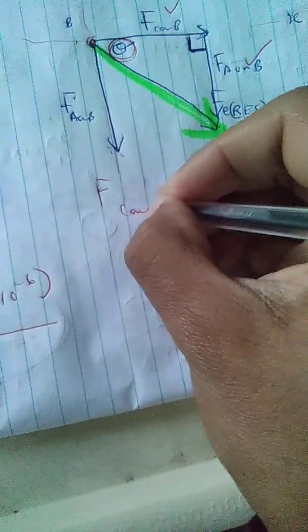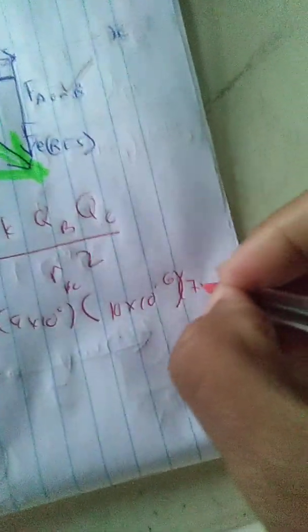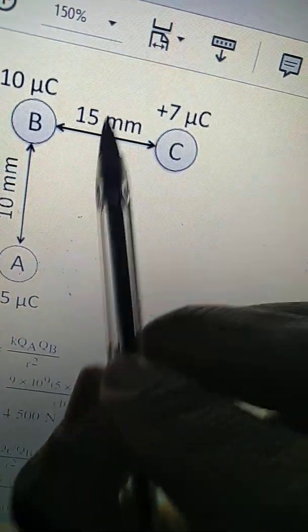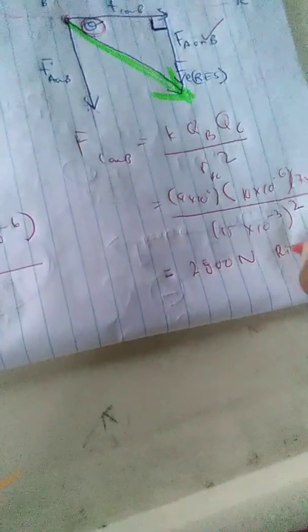And then FC on B is exactly the same process. That's QB QC over RBC squared. So that's 9 times 10 to the 9. B is 10 times 10 to the negative 6, and C is 7 microcoulomb, so that is 7 times 10 to the negative 6, divided by the distance, which is 15 millimeters. So the milli is times 10 to the negative 3, therefore it's 15 times 10 to the negative 3, all squared. And hopefully, inshallah, you'll get an answer of 2,800 newtons towards the right.